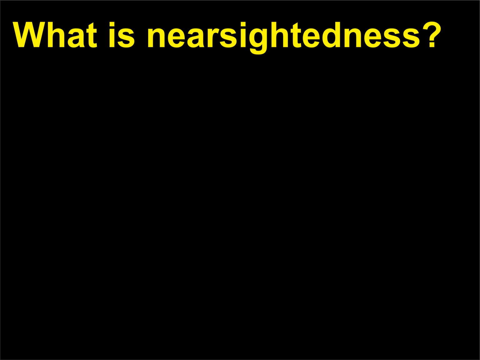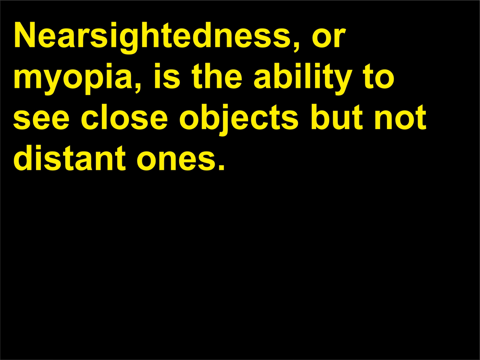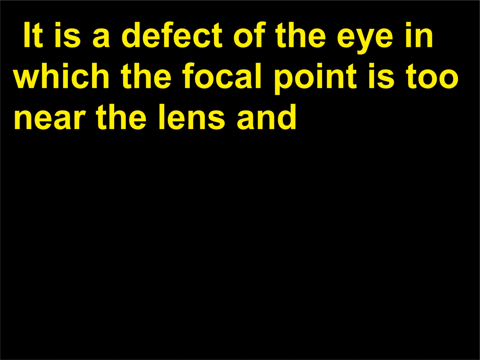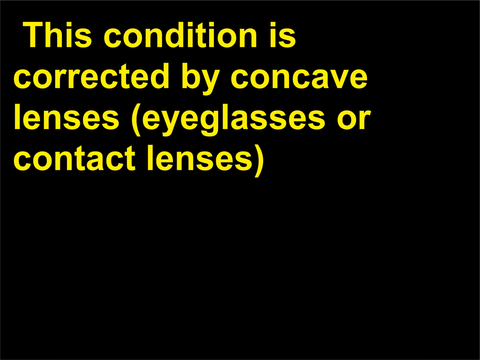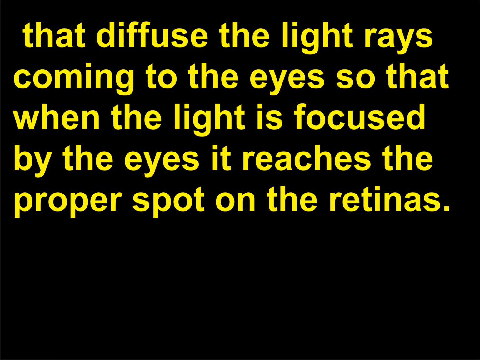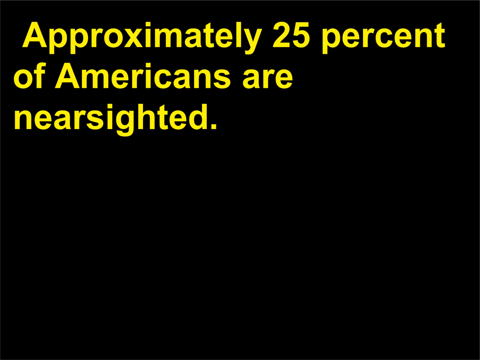What is nearsightedness? Nearsightedness, or myopia, is the ability to see close objects but not distant ones. It is a defect of the eye in which the focal point is too near the lens end. The image is focused in front of the retina when looking at distant objects. This condition is corrected by concave lenses, eyeglasses or contact lenses that diffuse the light rays coming to the eyes so that when the light is focused by the eyes it reaches the proper spot on the retinas. Approximately 25% of Americans are nearsighted.